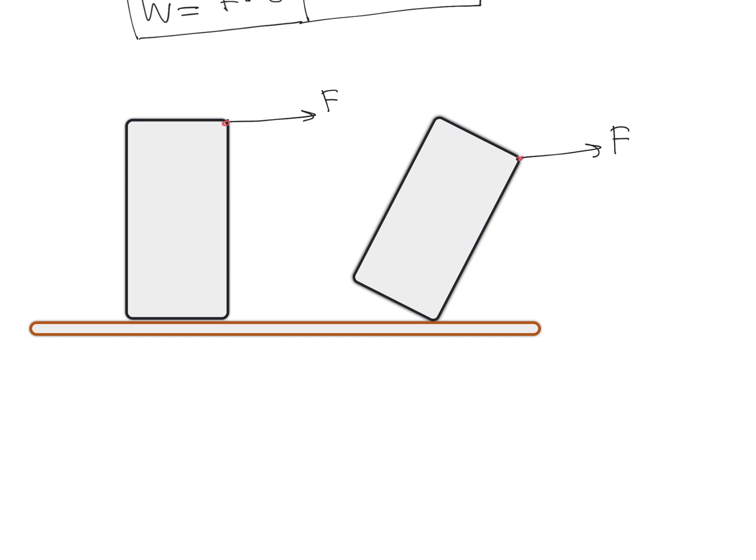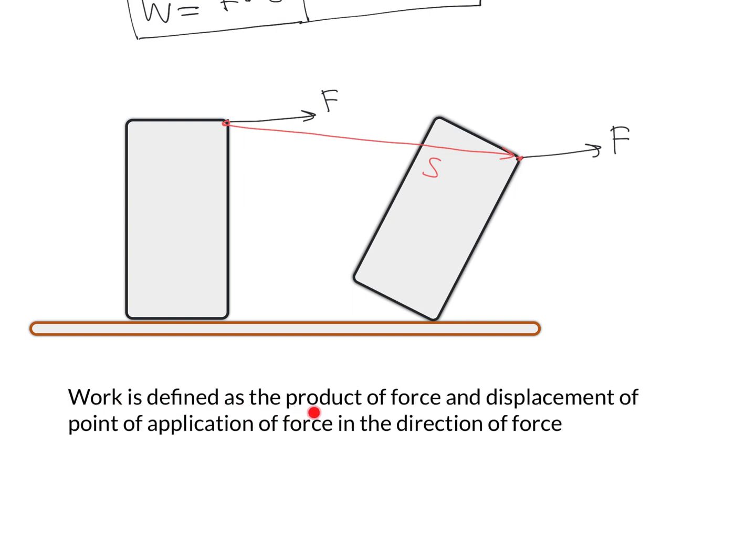We need to always observe what about the displacement of point of application of force. So just remember that work is a product of force and displacement of point of application of force in the direction of force. And this work done is a scalar quantity. That's why we are writing in terms of dot product.